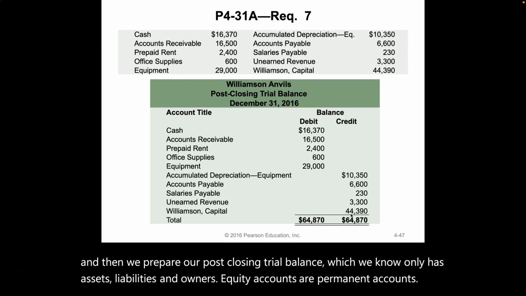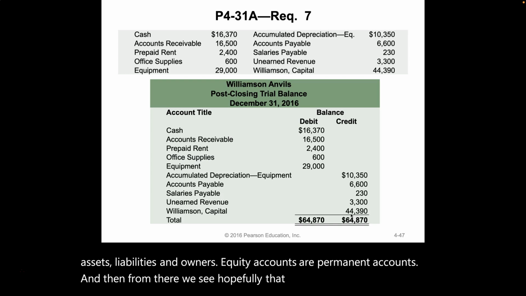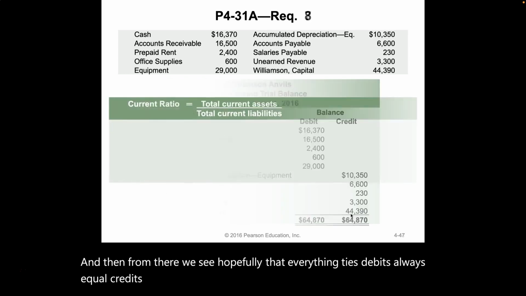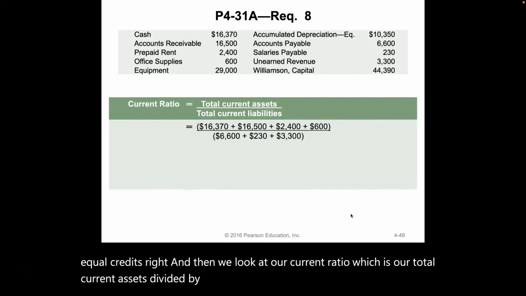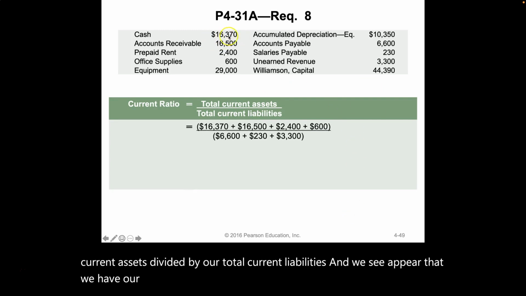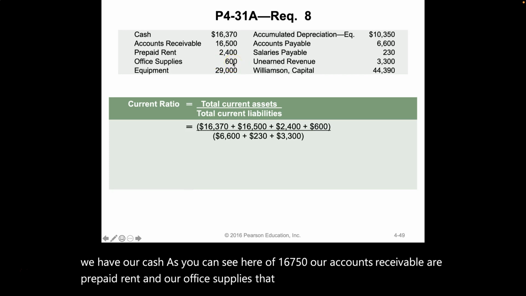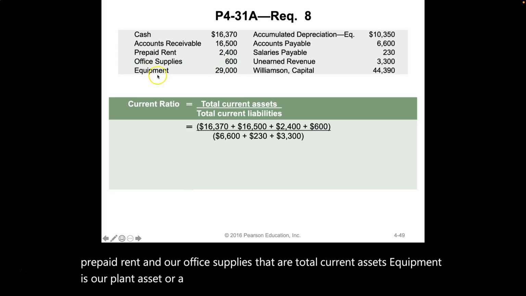And from there, we see hopefully that everything ties. Debits always equal credits, right? Then we look at our current ratio, which is our total current assets divided by our total current liabilities. We see up here that we have our cash of $16,750, our accounts receivable, our prepaid rent, and our office supplies that make up total current assets. Equipment is our plant asset, or long-term asset, so we don't include it.